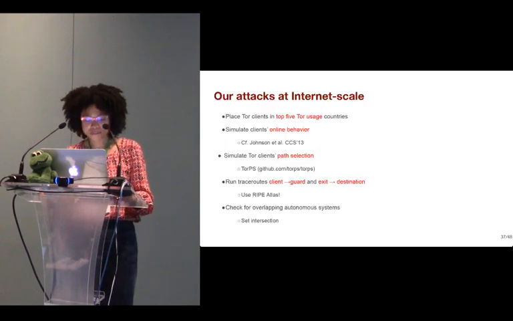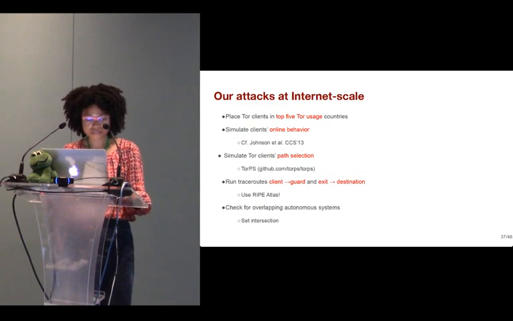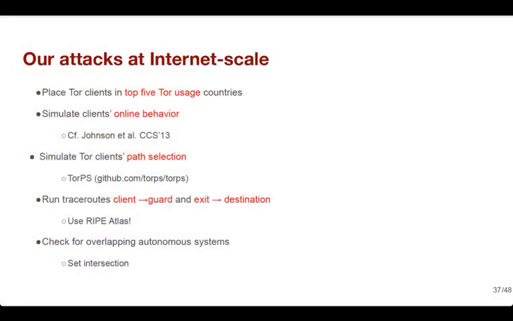So finally, we wanted to get a better idea of how our attack would work at internet scale, and for this we followed a well-established method. So we simulated clients from the 5 countries that have the most Tor users, and we placed them in the ASs of the country's most popular ISPs. Then we simulated their online behavior similar to Aaron Johnson et al.'s CCS paper called Users Get Routed, and we made those simulated users visit several websites throughout the day.